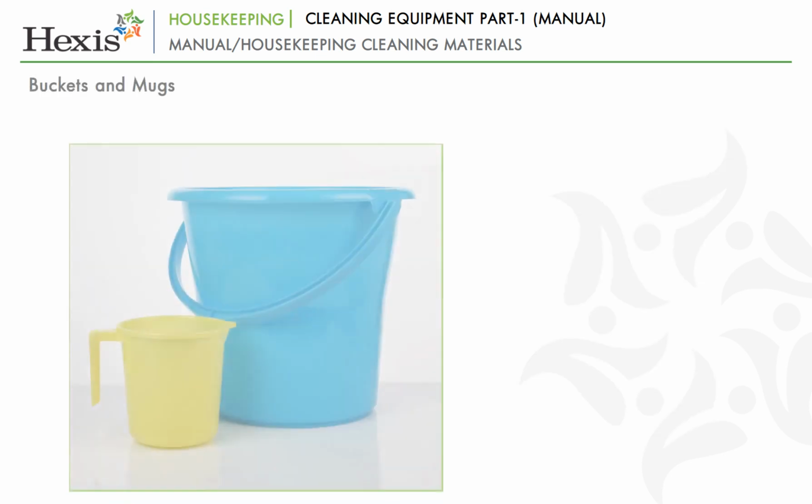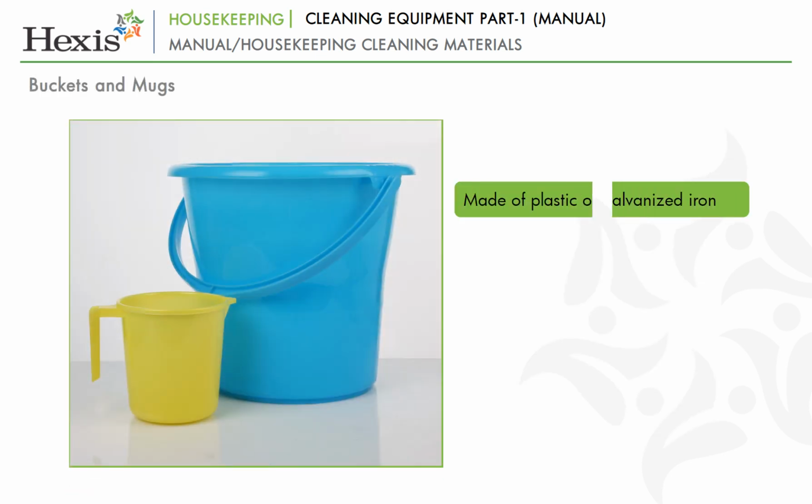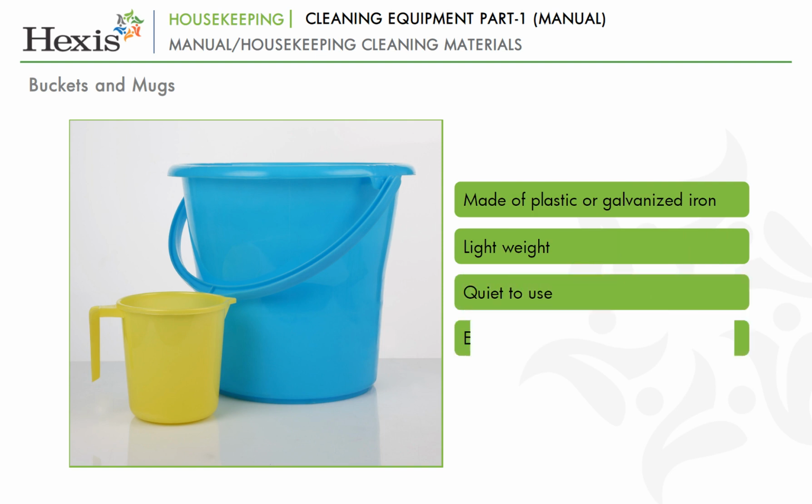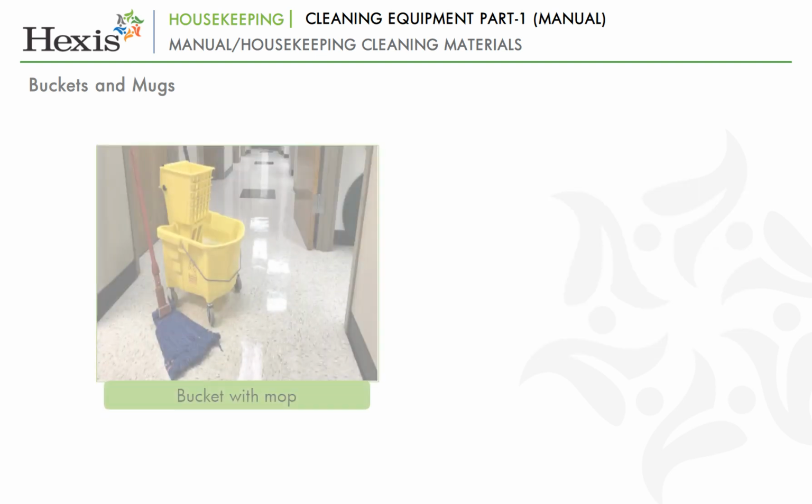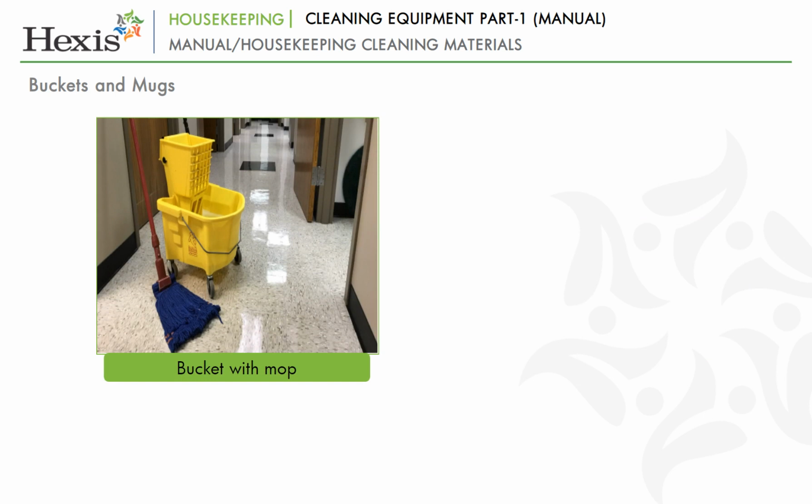Next, we will look at buckets and mugs. These may be made of plastic or galvanized iron. Plastic buckets and mugs are more popular these days as they are lighter in weight, quieter to use, and easier to clean. Buckets to be used with mops may have one or two sections and may have a wringer device that can be detached for easy cleaning.